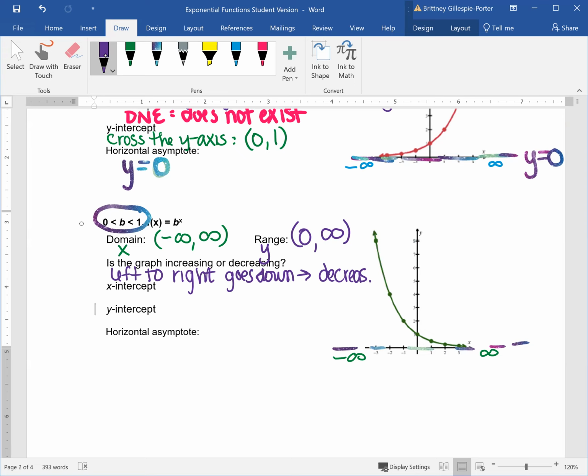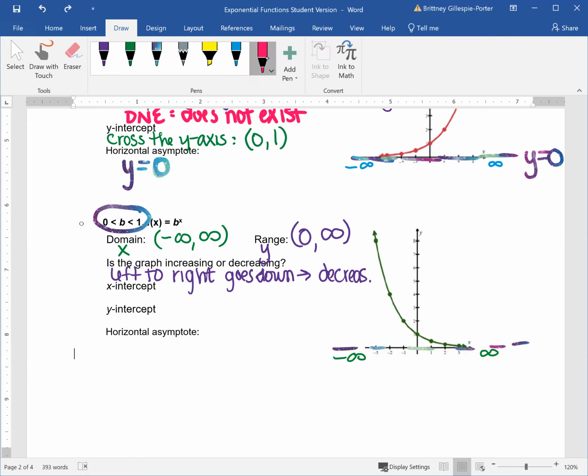For an x-intercept, remember x-intercept is where we cross the x-axis, but we said we weren't going to be able to cross the x-axis. We couldn't get over that y equal to 0 line. So again, our x-intercept does not exist. Our y-intercept is where we cross the y-axis. Scroll along the y-axis, and notice that we cross at that ordered pair that I just circled, which is the ordered pair 0, 1.